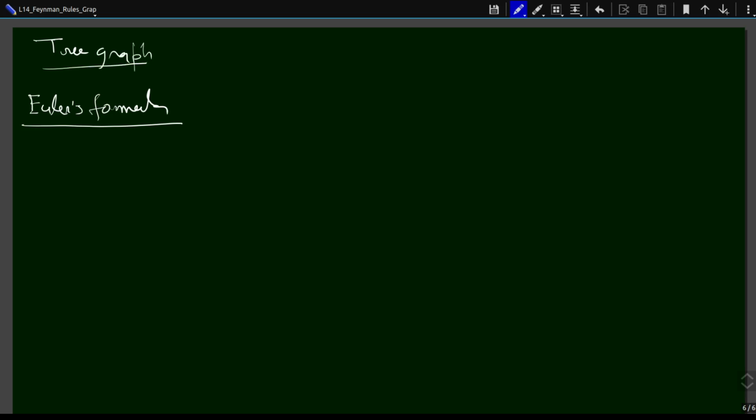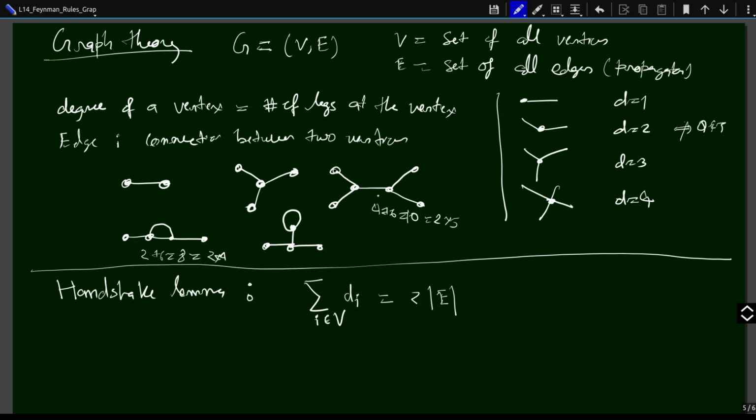What is the meaning of tree graph? A graph with no loops. Loops is the wrong word; in graph theory, they use loop to mean something different. No closed cycles. Closed path, one should say. Just say no cycles. So all the diagrams that we drew on the top row are trees, because there is nothing that has a closed loop here.